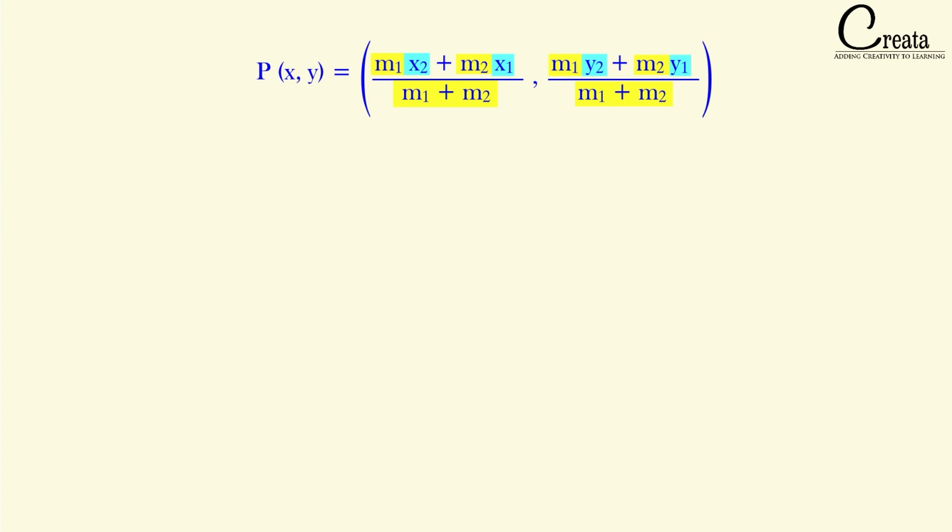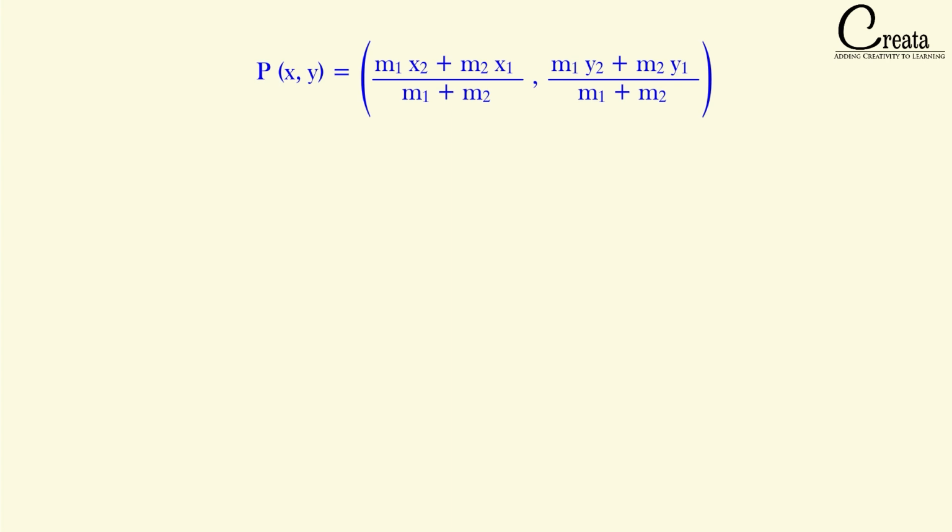Just a small tip to remember, you are always welcome to generate your own technique to remember the formula. My technique is that m1 and m2 are coming in the denominator, also they are coming on the numerator. Just in the numerator we are having some additional term. On the x term it is x2 x1, on the y term it is y2 y1. Note that it is not x1 x2, it is x2 x1, y2 y1, 1 with 2, 2 with 1. Got it?